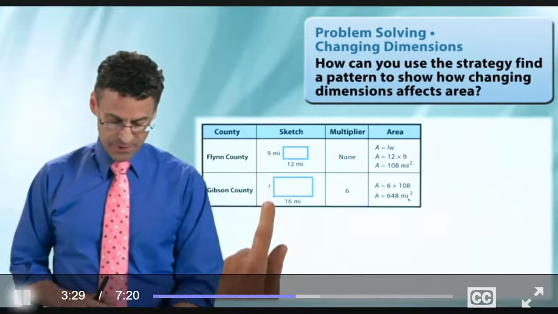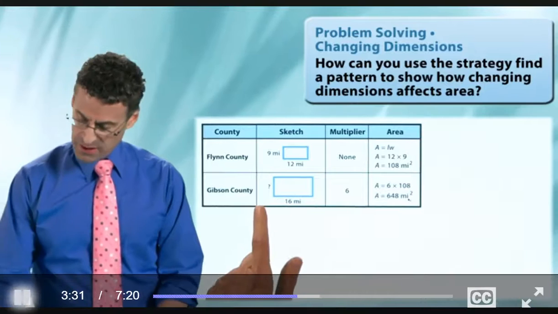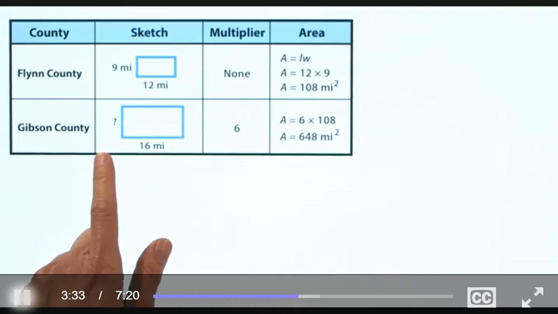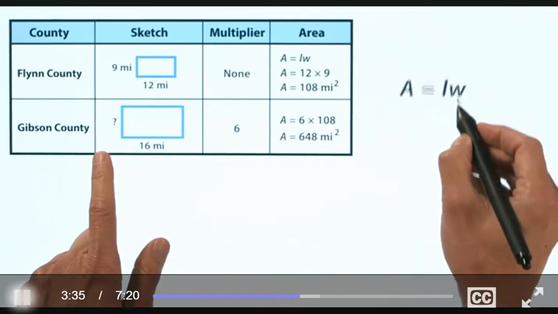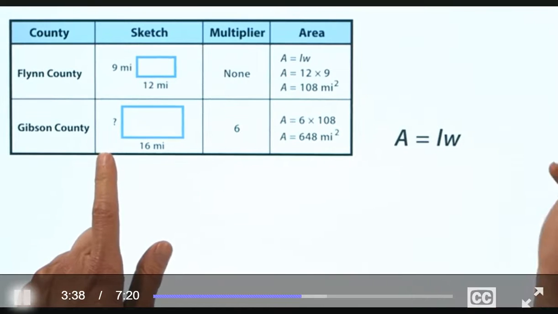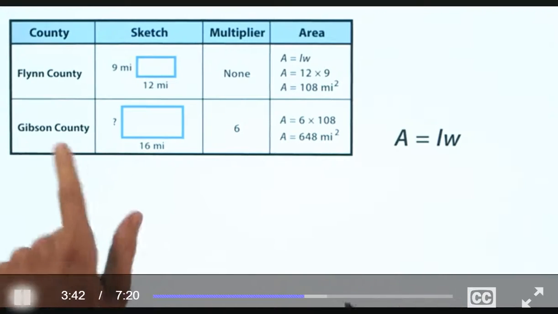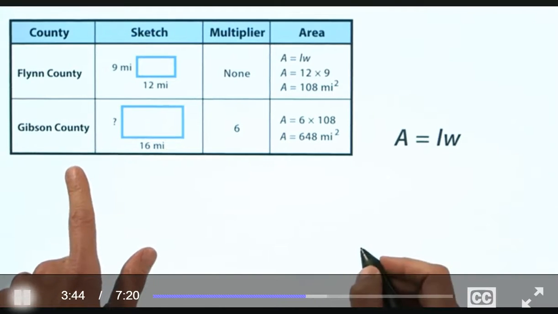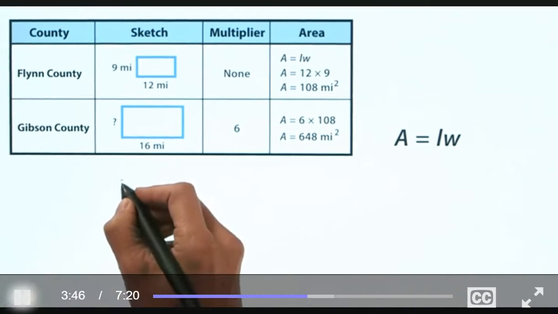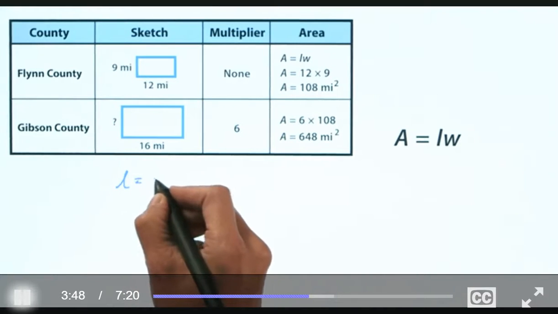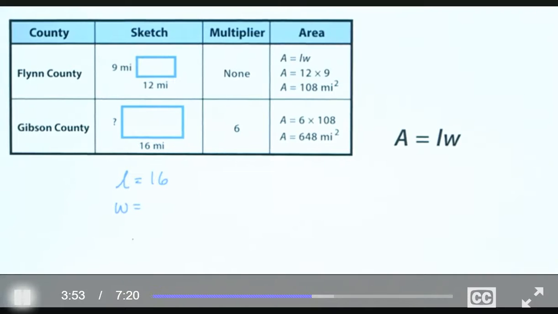But we want to find out the width. How can we possibly do that? Well, again, remember that the area of a rectangle, we know it, we love it. It's length times width. And what do we know? Well, what we know now is that for Gibson County, the length equals 16, and the width is what's a mystery.